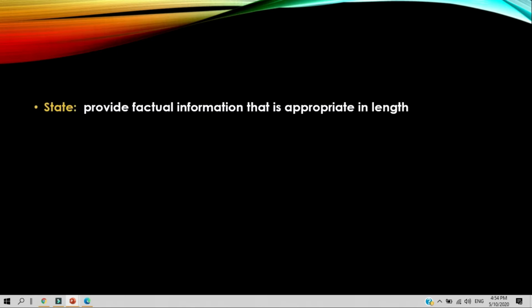Next question. We're now asked to state. What does state mean? When you state, you are providing factual information that is appropriate in length. Come on guys, we are doing CSEC. We're not writing a PhD paper, so we are not going to be writing everything there is to write about this particular topic. We are going to ensure that our answer is within range of the marks.